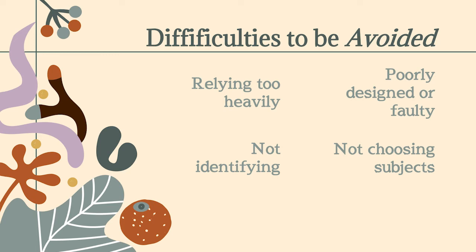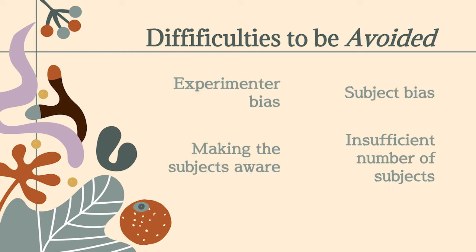1. Relying too heavily on a single experiment. 2. Using poorly designed or faulty data collection instruments. 3. Not identifying all of the variables that may affect the results. 4. Not choosing subjects that are as representative of the population as possible. 5. Introducing experimenter bias. 6. Introducing subject bias. 7. Making the subjects aware of the hypothesis being tested through unconscious signaling or behavior. 8. Using an insufficient number of subjects.